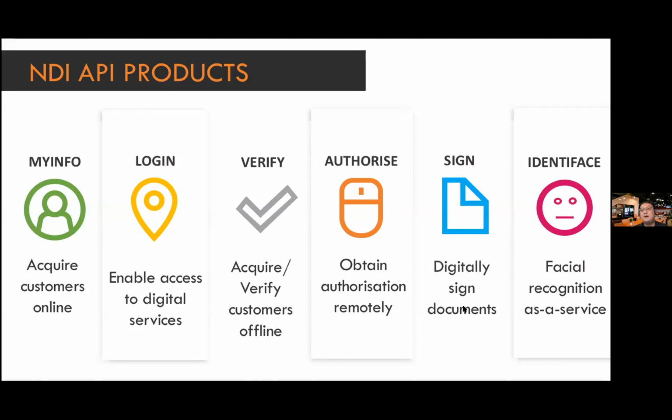Authorize APIs allow businesses to obtain authorization from their customers remotely. For example, an insurance company can send a remote authorization request through SingPass Mobile, and customers can sign and authorize the renewal of a policy remotely. Authorize will be launched as a pilot in early next year. Sign APIs, which allow relying parties and commercial document management products such as DocuSign to leverage on NDI for digital signing. We'll be launching the pilot for Sign by end of this year.